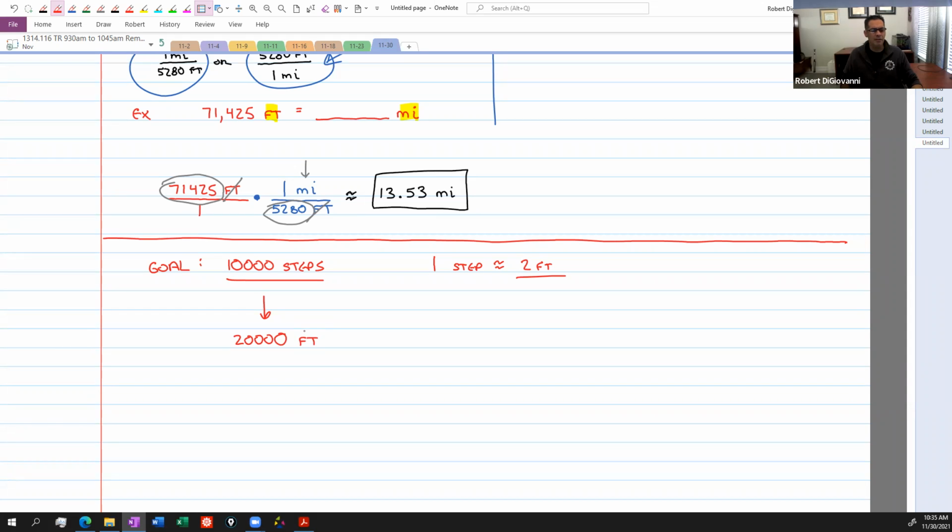How many miles is that? So if I asked you to convert this to miles, you would do exactly what we just did. You would take the 20,000 feet over 1 and multiply that times 1 mile over 5,280 feet. The feet cancel. So if you take 20,000 and divide by 5,280, I'm trying to walk approximately 3.78 miles, give or take. That's my goal.